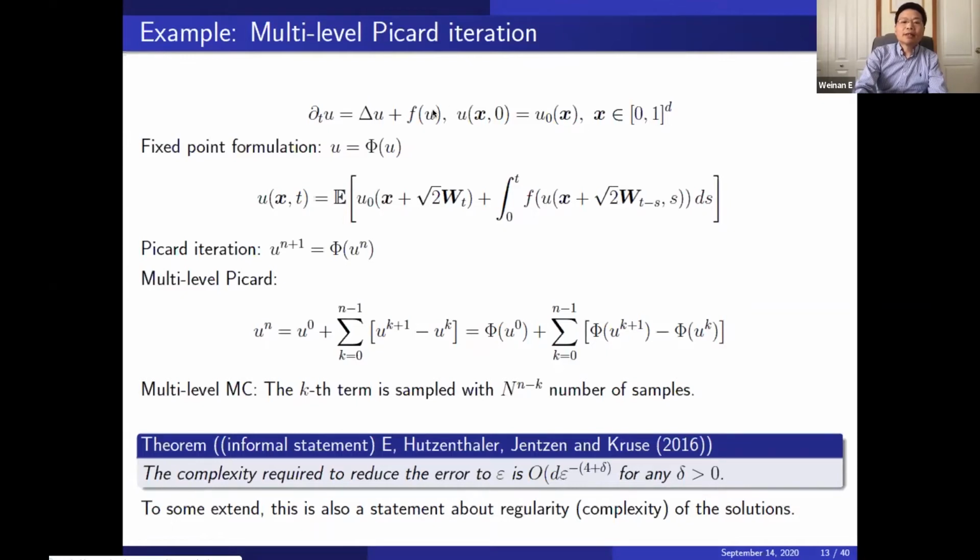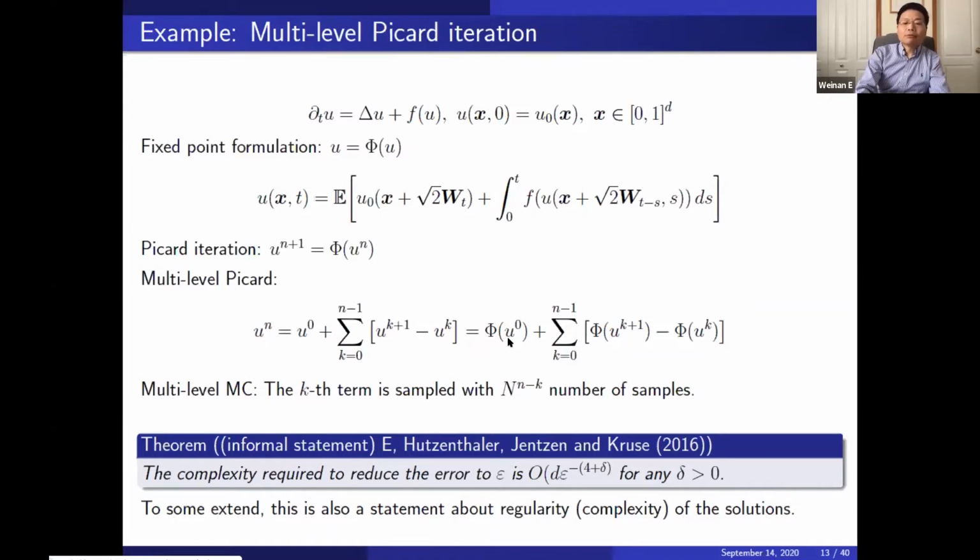So here, take the nonlinear heat equation. We want to solve this nonlinear heat equation in high dimension. This is a hypercube in d dimension. Let's formulate this as a fixed point problem. That's easy. We write this fixed point problem as u equal to psi of u. And then we formulate the Picard iteration. That's also easy. Next, we write this Picard iteration as a telescope sum. Now, the next step is quite important, although in Monte Carlo it's known before.